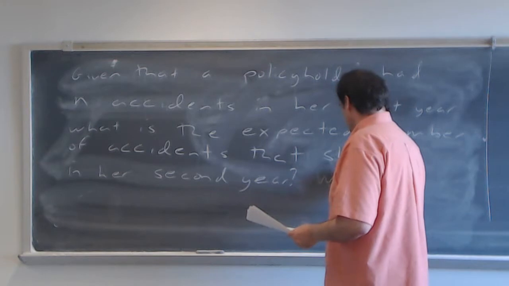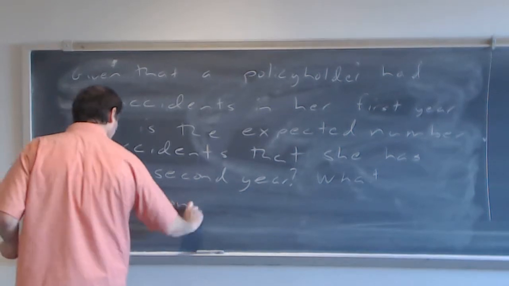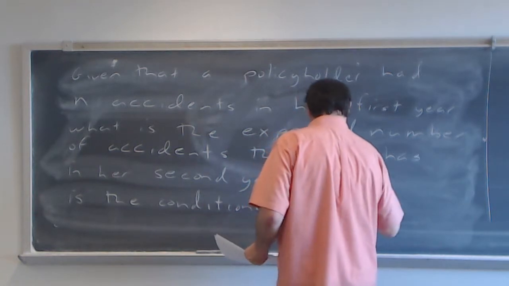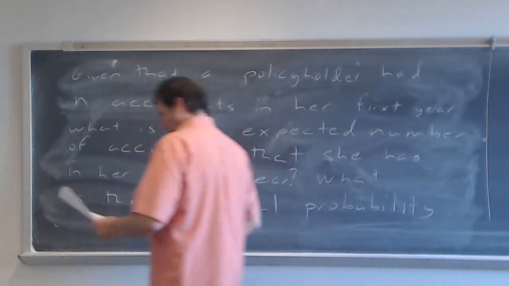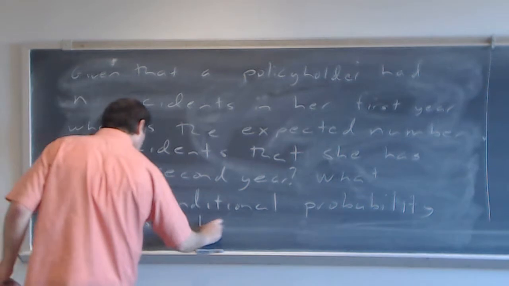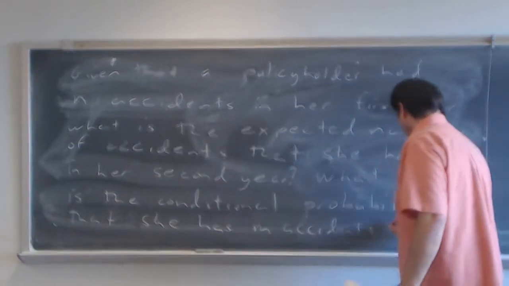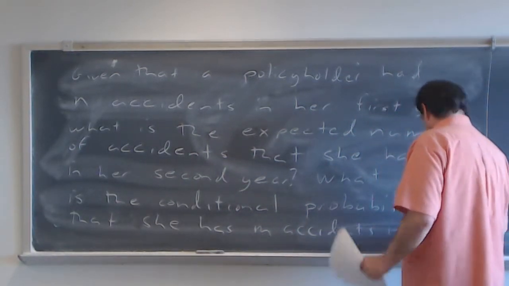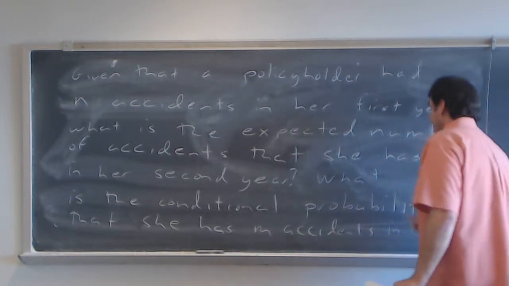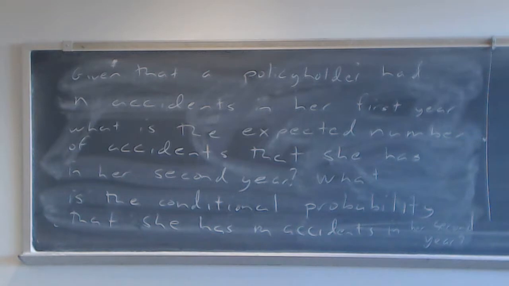And then the second part of this problem is what is the conditional probability that she has m accidents in her second year, given that she's got n accidents in her first. Okay, so let's start doing that. So two parts to this problem.